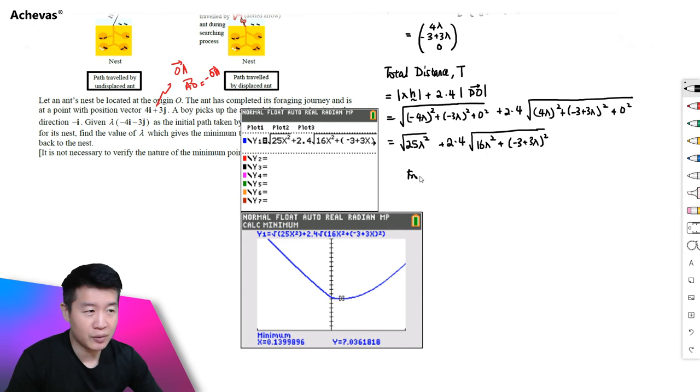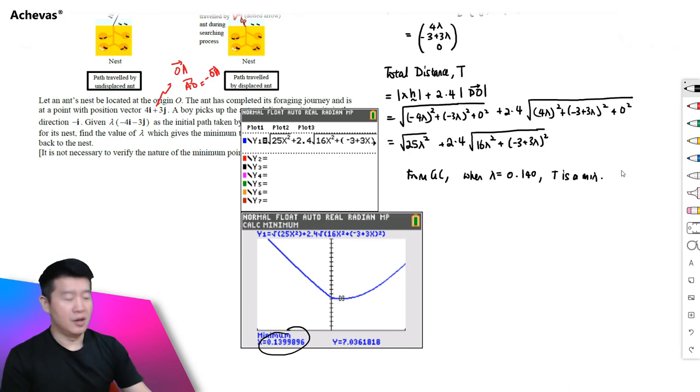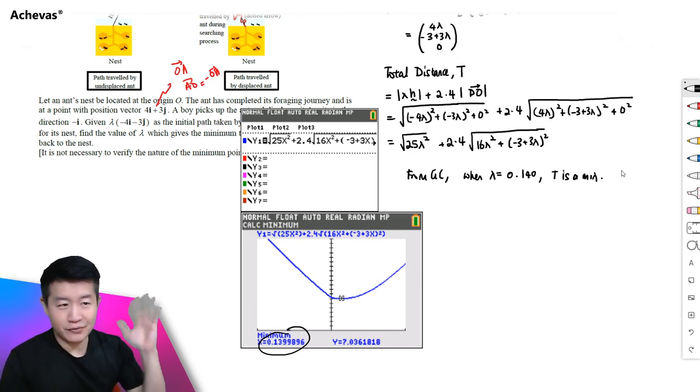So from our GC, we know that when lambda is equal to here, 0.140, then the distance is going to be the minimum. So t is a minimum. Okay, that's it for this question.